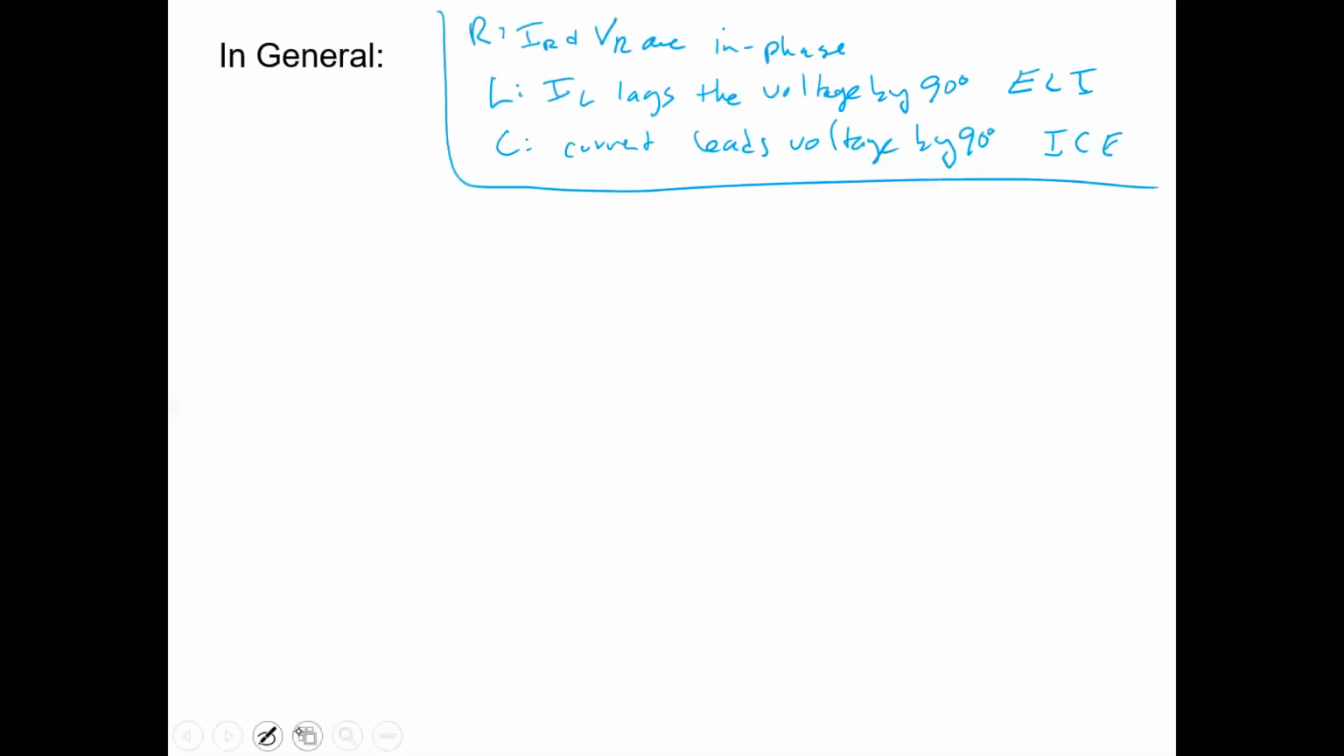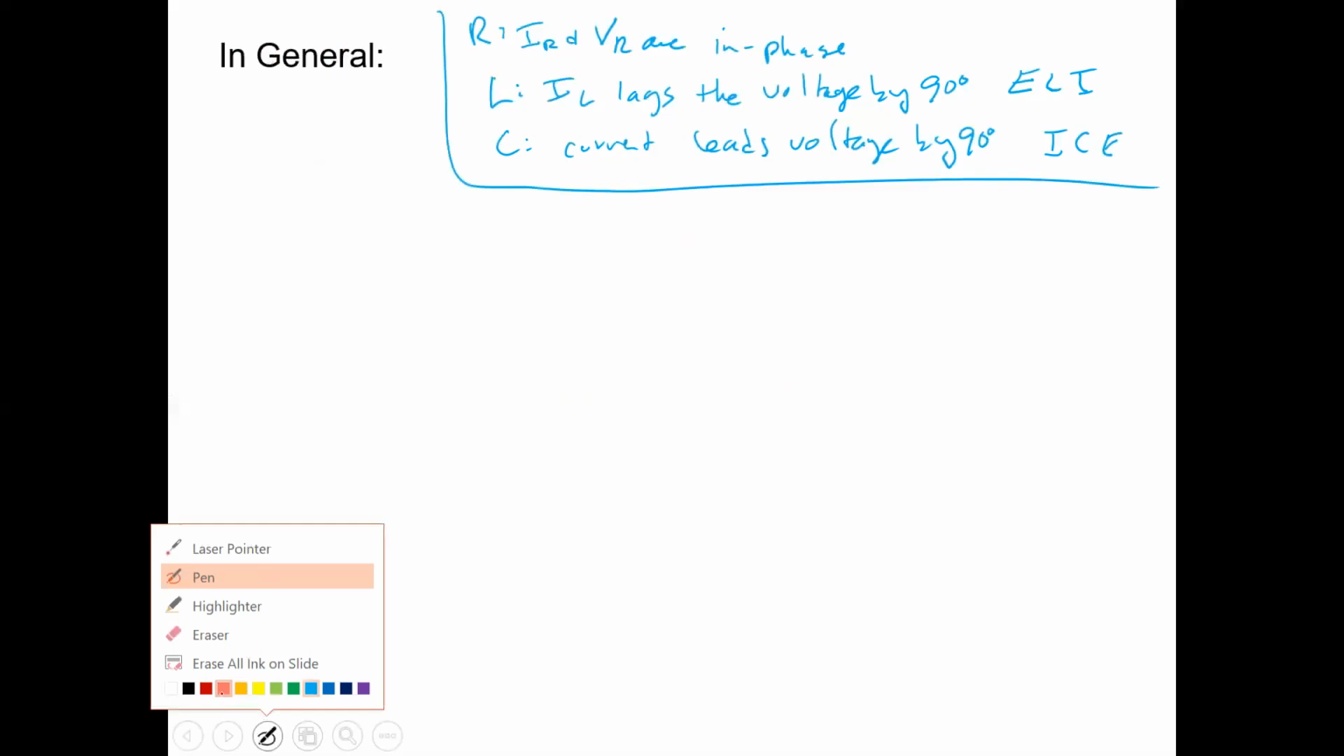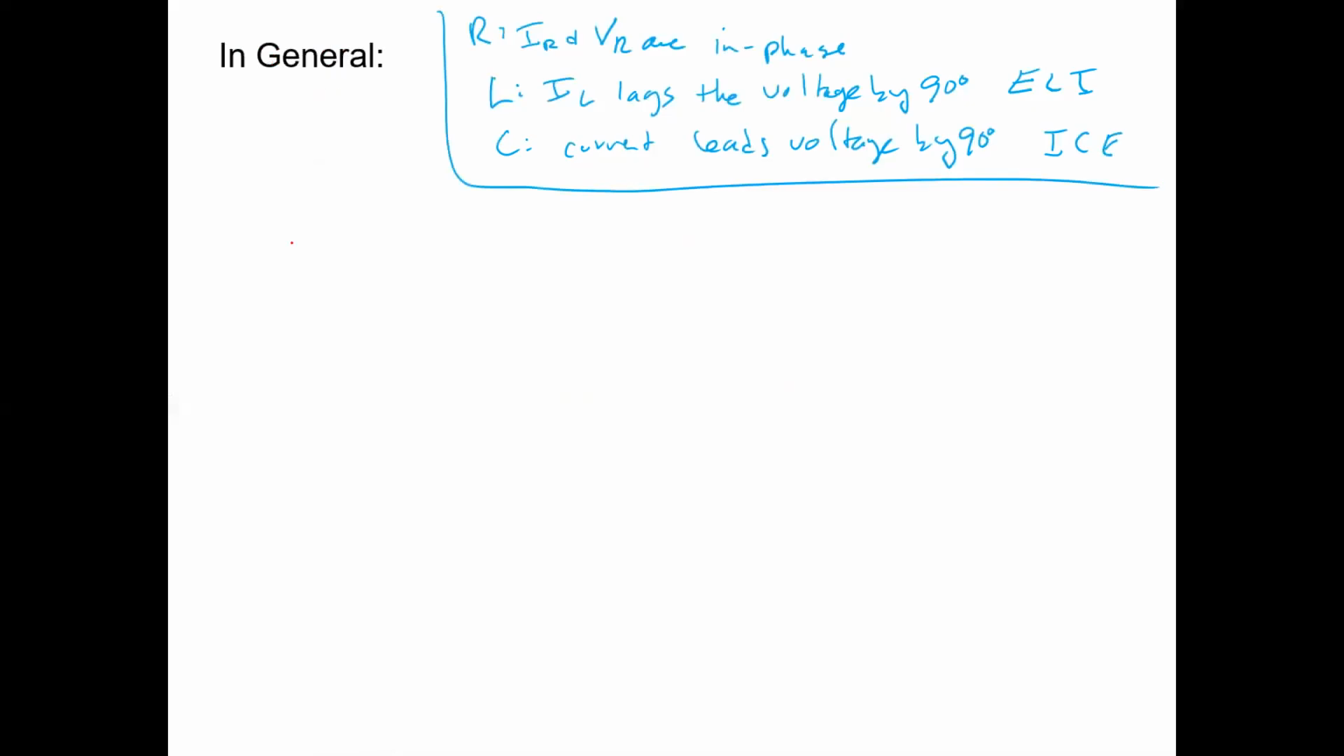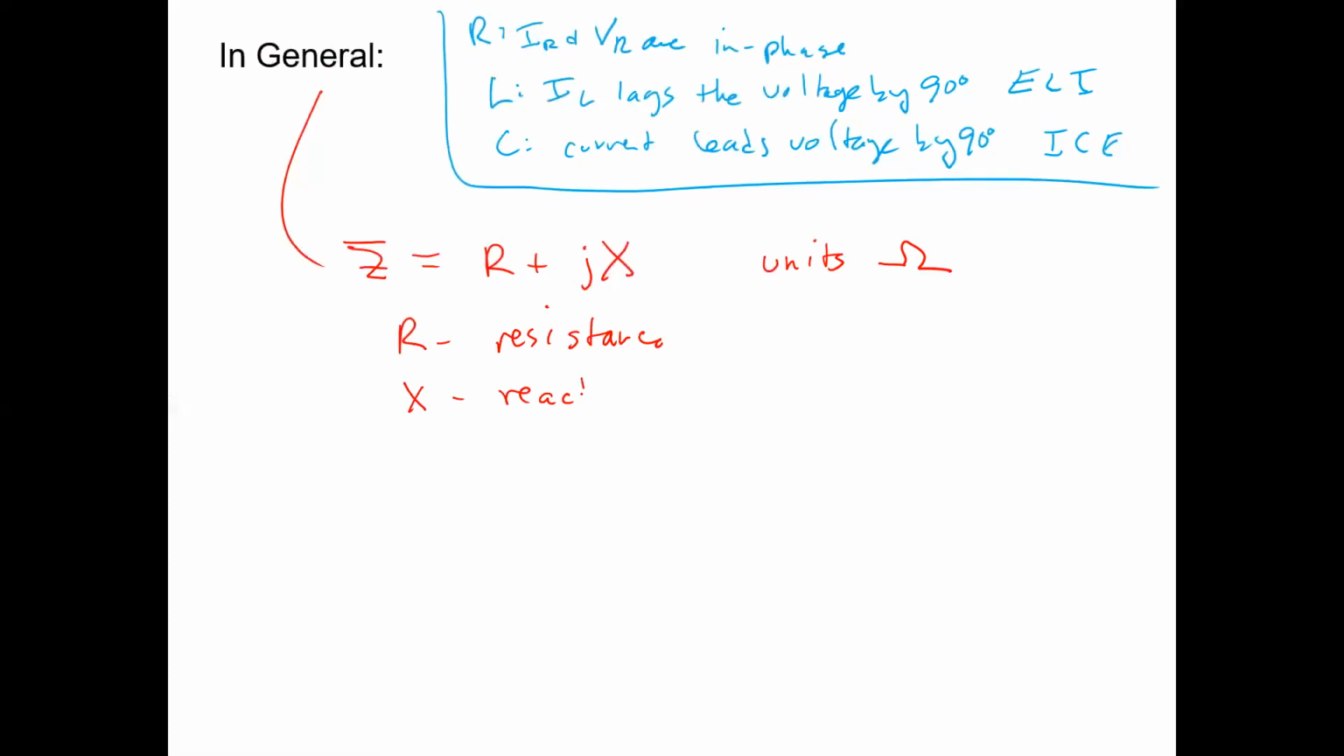The in general part is that in the general sense, a general impedance could have both an actual resistance plus some imaginary part, which we're going to call the reactance. The units are still going to be considered ohms, but now they're complex ohms. R is the resistance as usual, and X is a new term called the reactance.